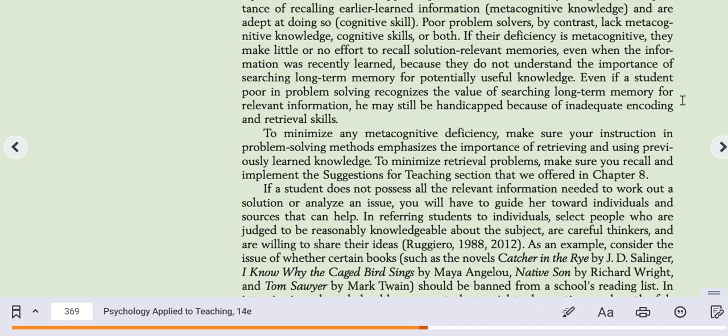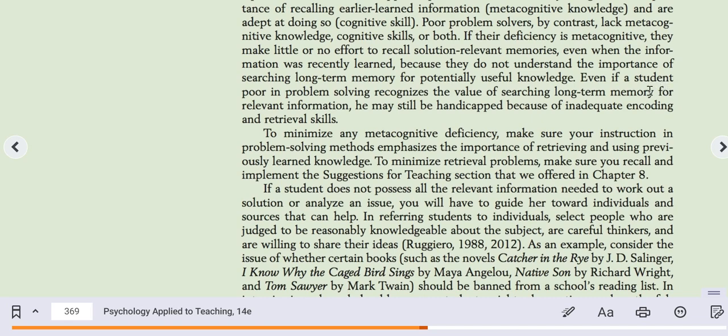If a student does possess all the relevant information needed to work out a solution or analyze an issue, you will have to guide her toward individuals and sources that can help. In referring students to individuals, select people who are judged to be reasonably knowledgeable about the subject, are careful thinkers, and are willing to share their ideas.